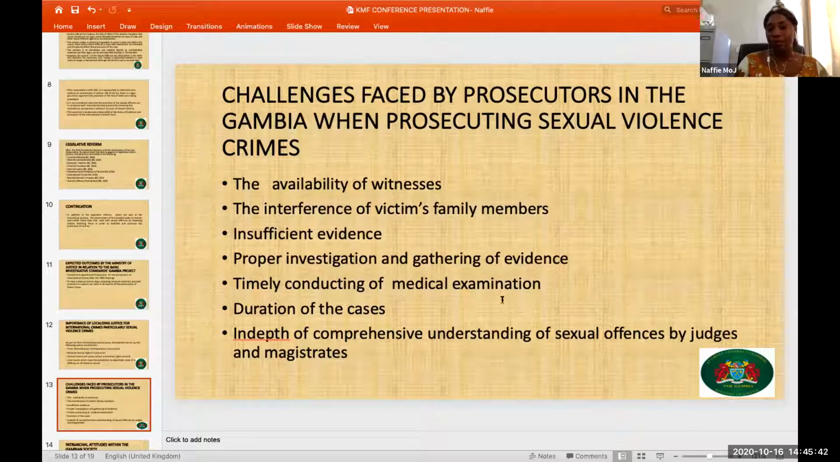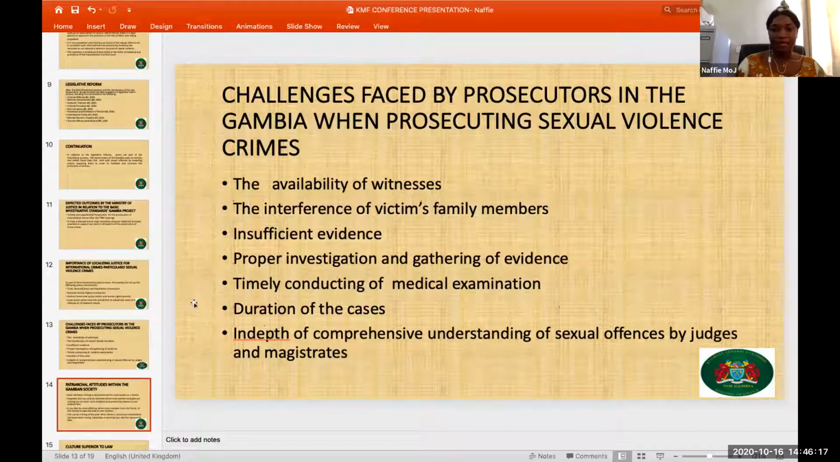And timely conducting of medical examination is also a problem, because sometimes you are raped today, you go to the hospital and they tell you, oh, go back tomorrow or come back in two days' time. By the time you go back to the hospital, maybe you have healed, there is no bruise or anything to show that you've been violated. And the duration of cases, sometimes they take a lot of time, and that's also a problem. And the in-depth or comprehensive understanding of sexual offenses by judges or magistrates, because sometimes, like I said, with the issue of corroboration, they feel that the evidence should be corroborated, which also affects our cases.